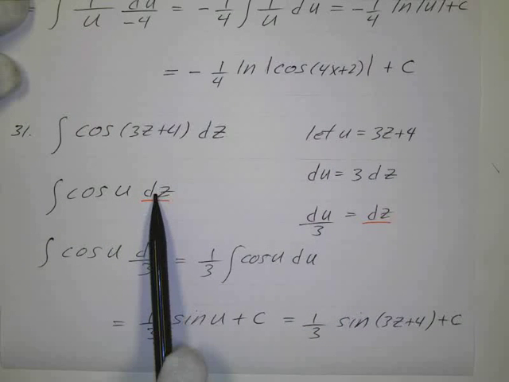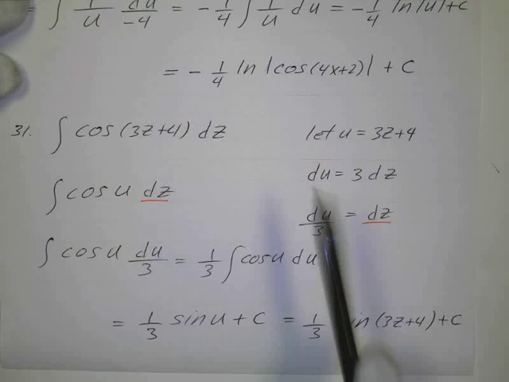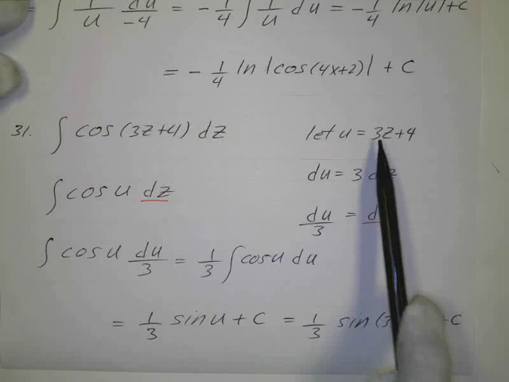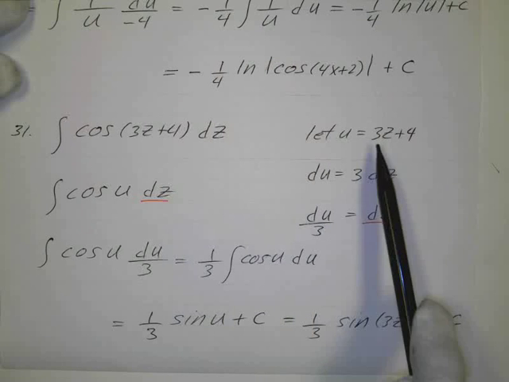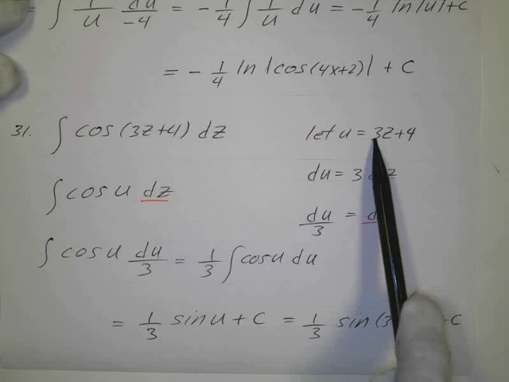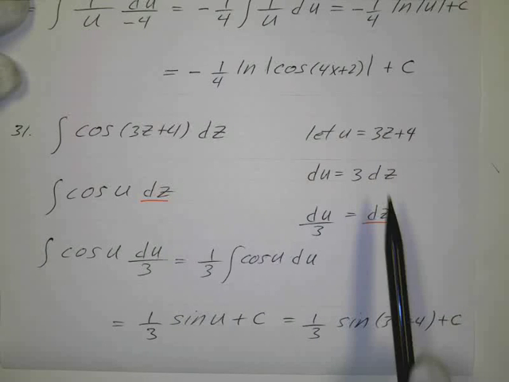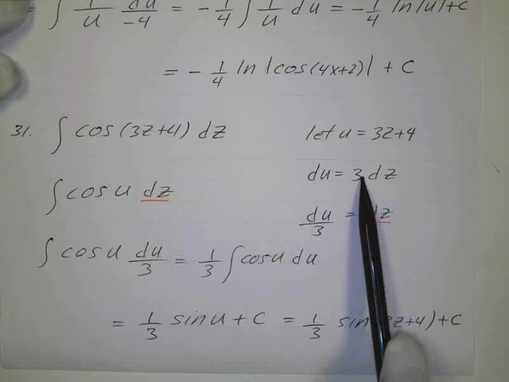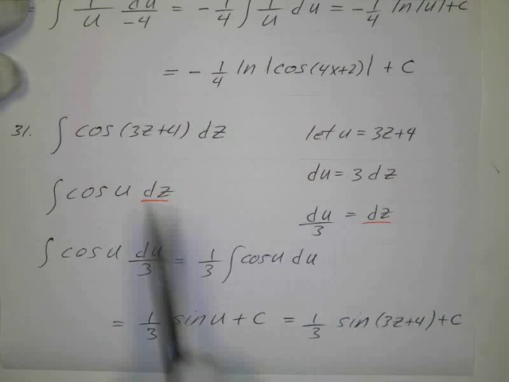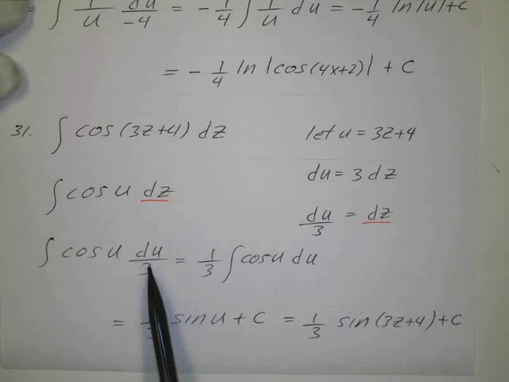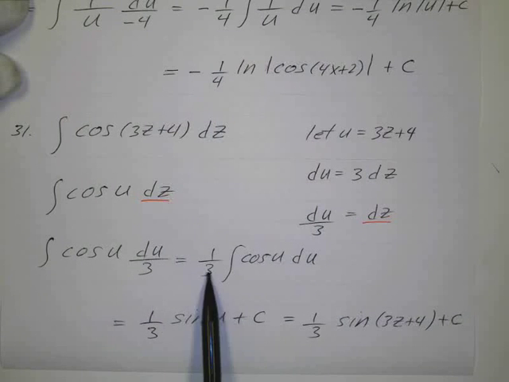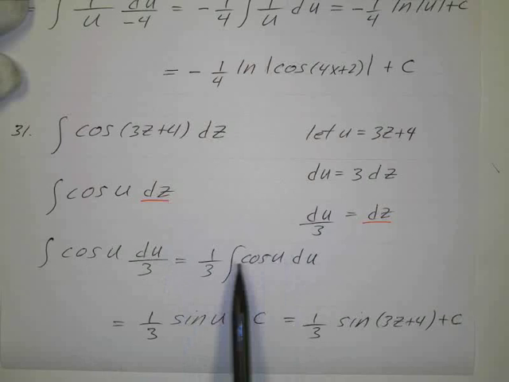So now I've got the cosine of u dz, but I have to have this in du. So I've got du equals 3 dz, because the derivative of 3z plus 4, the derivative of 4 is 0, and that's just going to be 3 dz. But I just want dz, so I'll divide both sides by 3, so I have dz equals du over 3. So instead of writing dz, I write du over 3, and I've got everything in terms of u, except I can take this 3 out as 1/3, and I'm set.